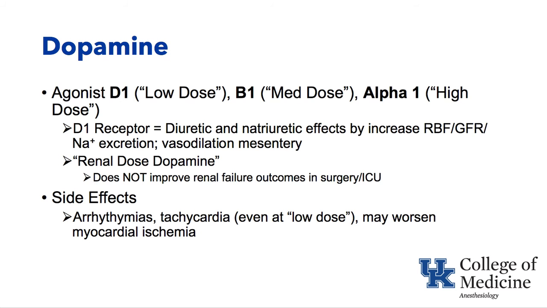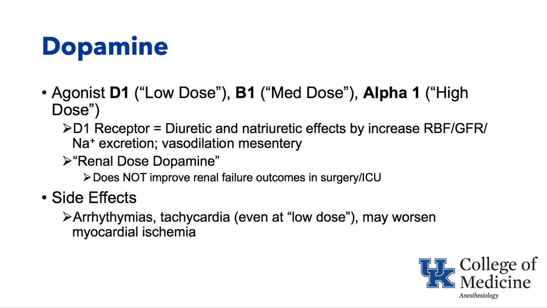Now, dopamine has effects at dopaminergic, beta-adrenergic, and alpha-adrenergic receptors. It's an agonist at dopamine 1 receptors, and most books would say in low dose and in medium dose at the beta-1 receptor, and at high dose the alpha-1 receptor. However, there's lots of crossover here, and it's not uncommon to see beta-1 effects at relatively low doses of dopamine, that is, increased heart rate and contractility.